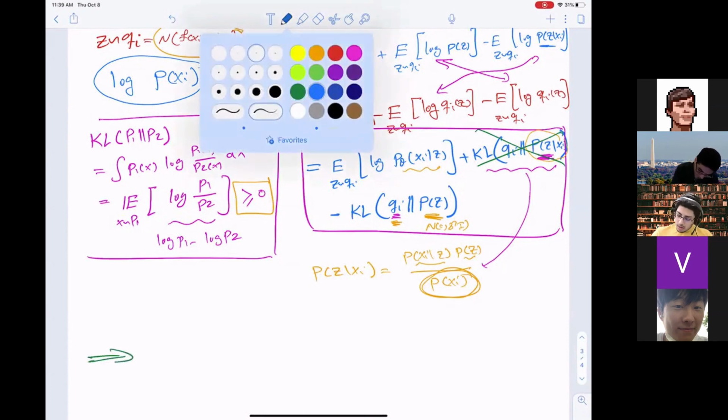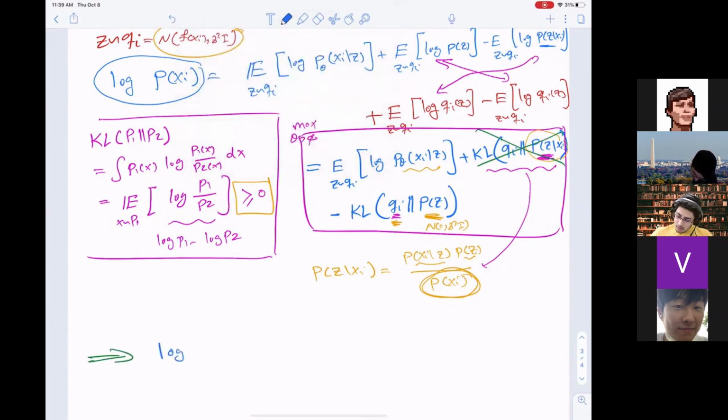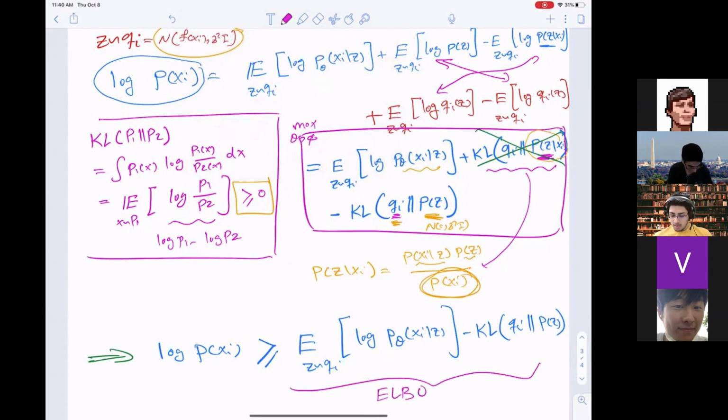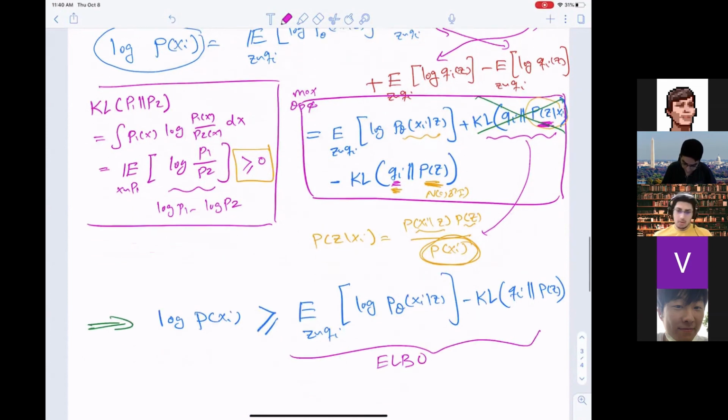So I ignore the second term. What I get is that log of probability of xi is always greater than or equal to expectation, z coming from qi, of log probability of xi given z, that's my first term, minus KL between qi and probability of z, which is just a normal distribution. This is called the ELBO, or variational lower bound. It's a really useful bound, and the only thing we need is the non-negativity of the KL.